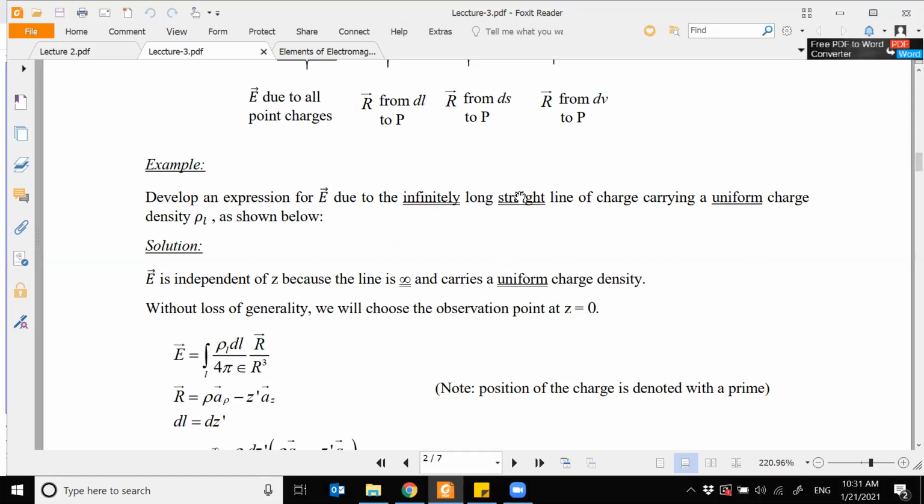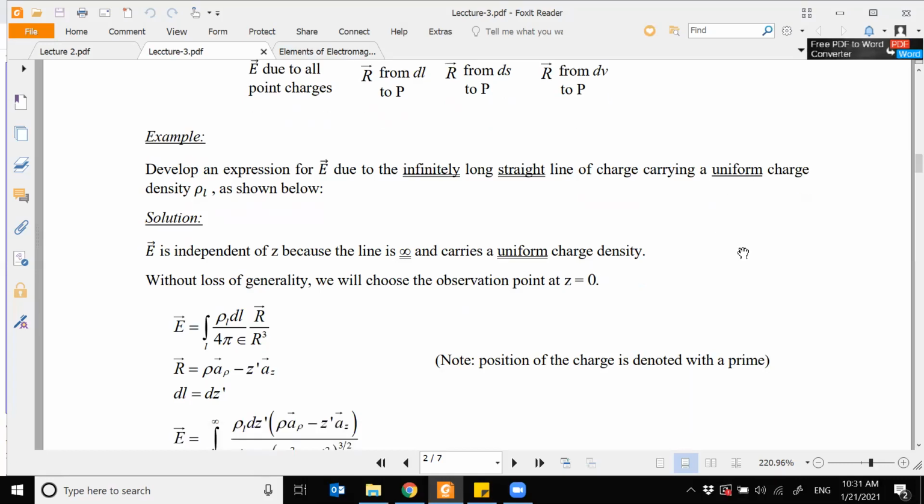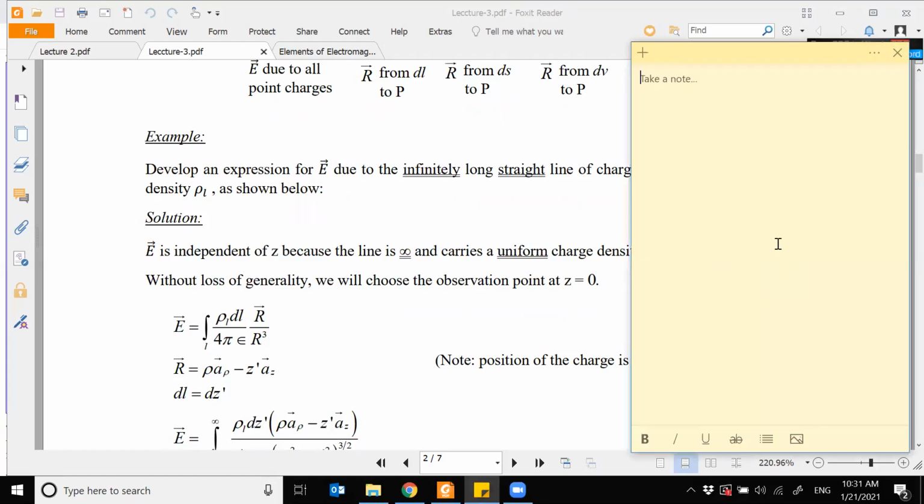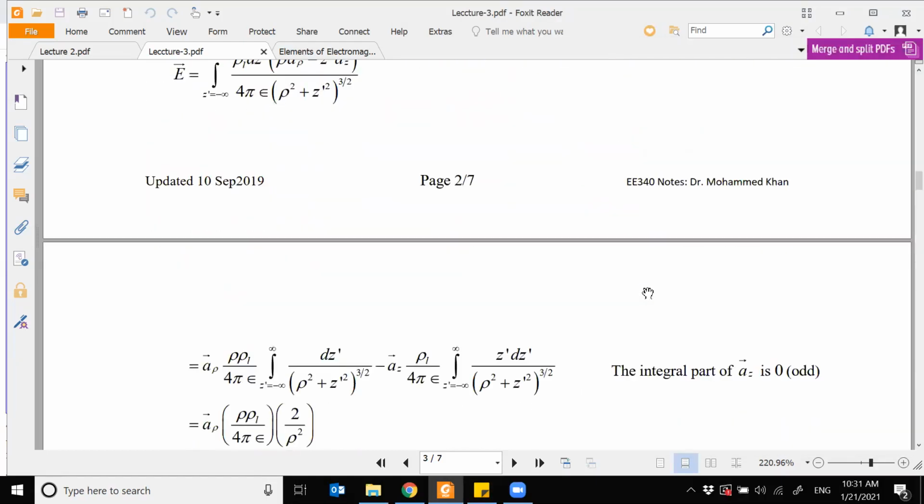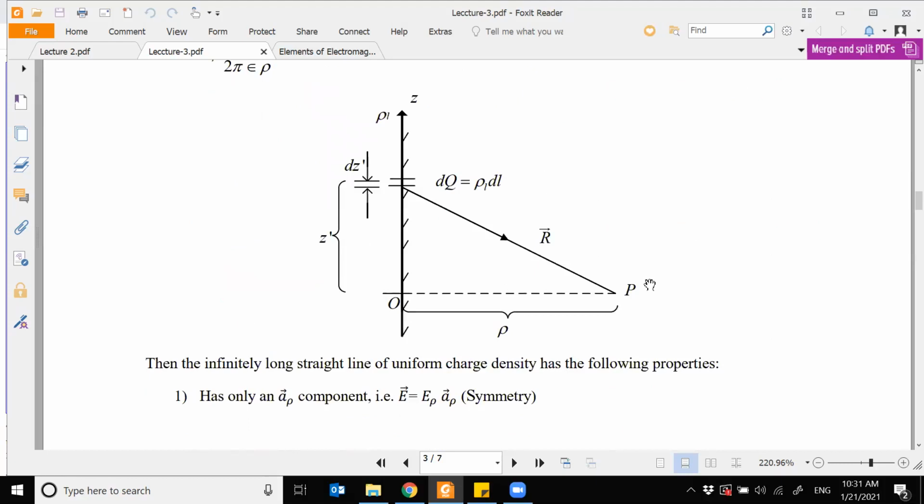Okay, that's why I underlined these. These are very important. It is infinitely long, it is straight, and it is uniform. Okay, so how does this look? So if you see here, this is our problem statement.